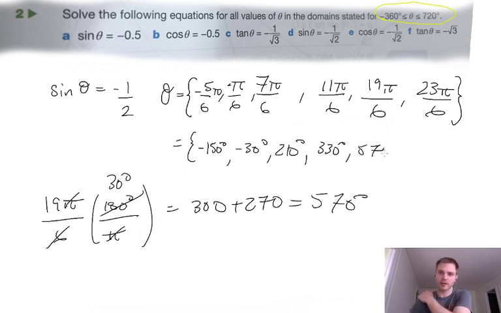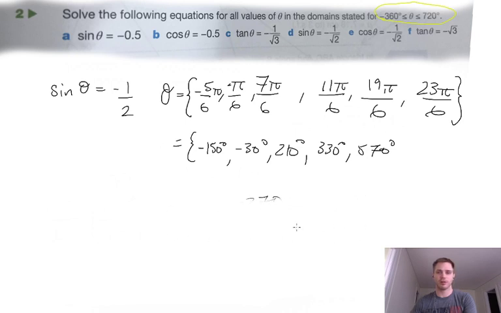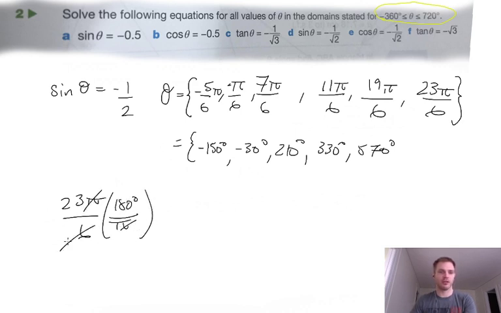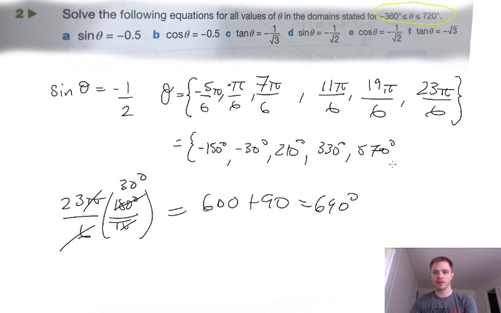So 570, and then our last one should be very close to 720. So that should be 30 less than 720, so it should be 690. Let's see. 23 pi over 6 times our conversion factor. And this is a lengthy problem. You'll be able to do these in your head very soon, but I'm just showing all the work for you. So this is 600 plus 90, which is 690, which I think is what I said.